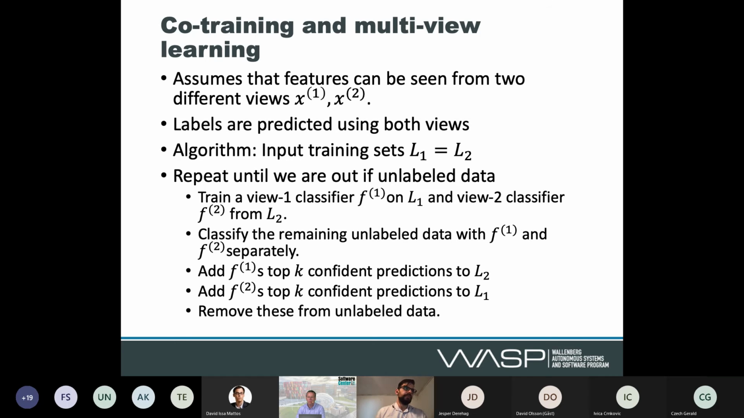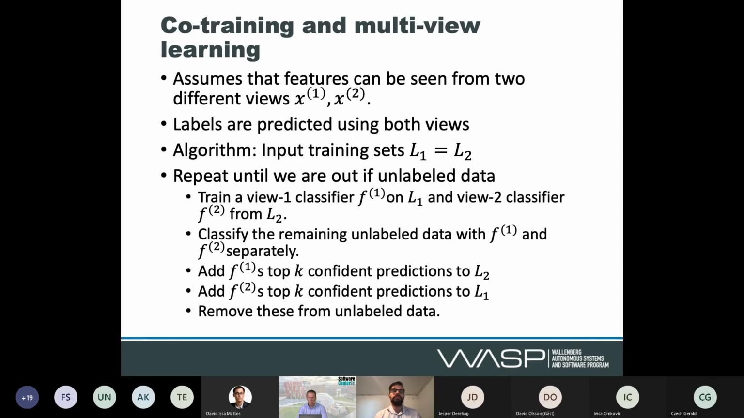train a view1 classifier on L1 and a view2 classifier on L2, and then we classify the remaining unlabeled data with both F1 and F2 separately, and then we add the F1's top K confidence predictions. So K is a parameter that you can choose from the beginning, and then you do the same with F2, and then you add F2's predictions to L1, and then you remove this from the unlabeled data, and then you do this until you have no unlabeled data left, basically.